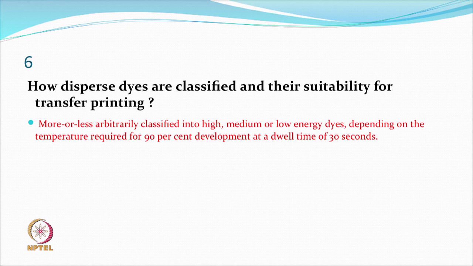Depending upon the temperature required for 90% of development diffusion in a time period of 30 seconds. So, the higher the temperature required, the higher is the energy of the dye. So, if 90% goes in 30 seconds, then you are quite efficient. Otherwise, every dye at almost all temperatures which are high enough would keep on vaporizing and diffusing. And if you give more time, more diffusion will take place.